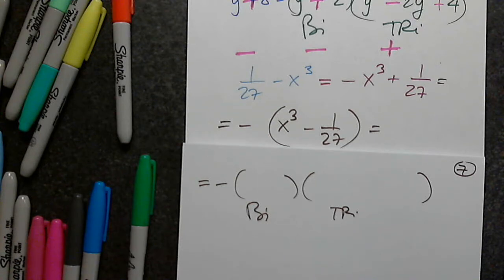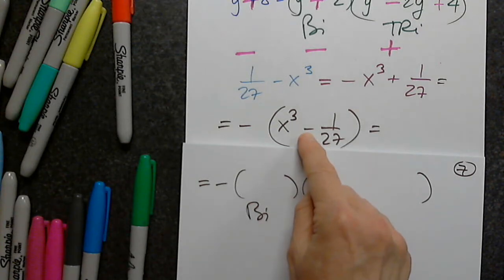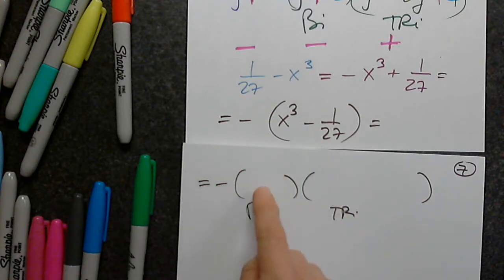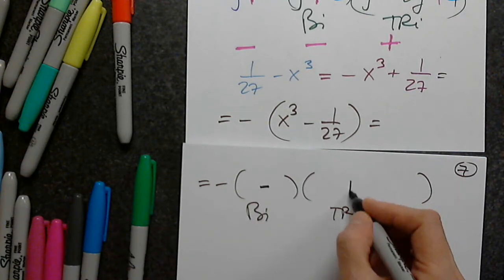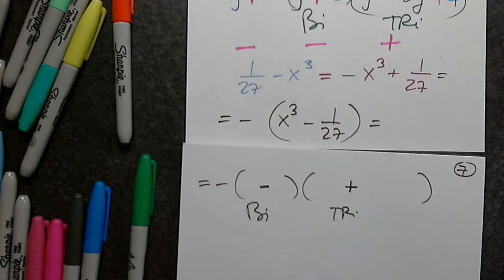Okay, so let's identify the binomial, but first the sequence of signs. When I factor the difference of cubes, what do I have inside the binomial? A minus. Correct. What do I have inside the trinomial in the middle? A plus, and then a plus. So it's either minus plus or plus minus. Awesome. Can anyone identify the binomial for us?